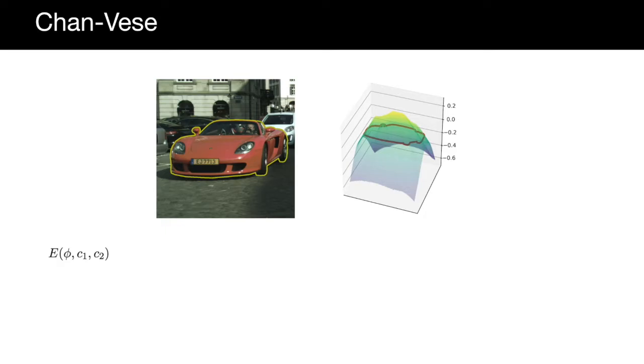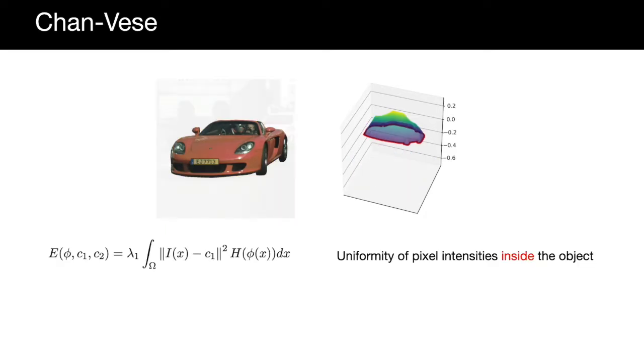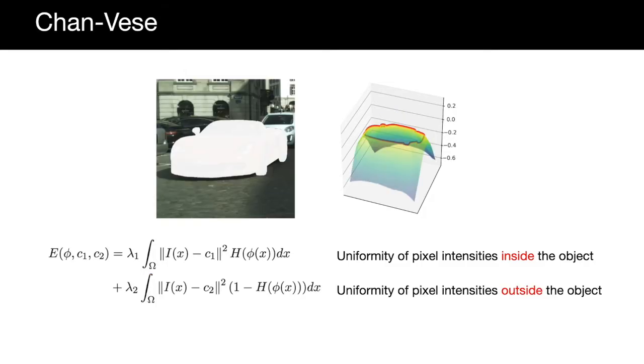To perform segmentation, Chan-Vese minimizes an energy E, which is a function of the TSDF phi and two constants C1 and C2. The first term of E encourages the pixel intensities I of x to be close to a constant C1 in squared difference inside the object, which is obtained by first applying the Heaviside function H to the TSDF phi to mask the inside, and then multiplying the Heaviside with the squared difference. The integration is taken over the image domain omega, which is a subset of R2.